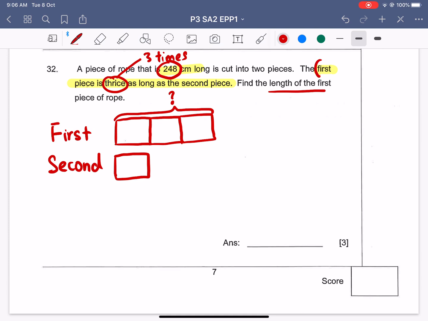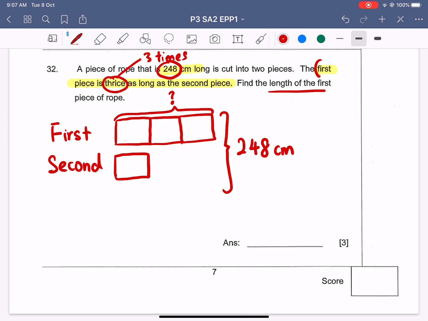So where do you think we should put this number? We're going to put it at the side. Okay, and at the side, that's 248 centimeters, the total, before you cut it. So it's the first and the second one together.